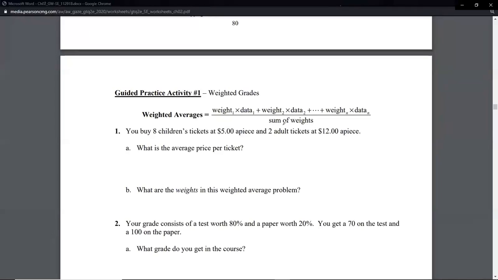So number 1, you buy 8 children's tickets at $5 a piece and 2 adult tickets at $12 a piece. I'm just going to keep the annotation on this screen. You're going to have to deal with slightly ugly handwriting for a few minutes. Sorry. What is the average price per ticket?